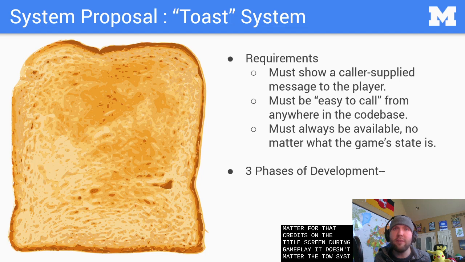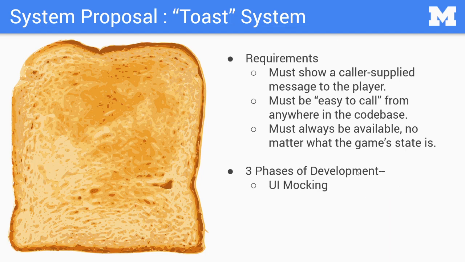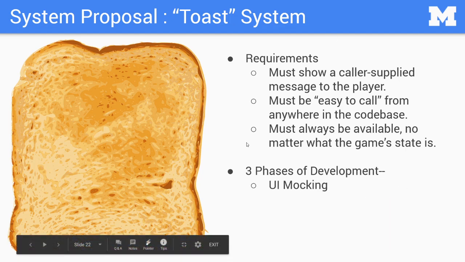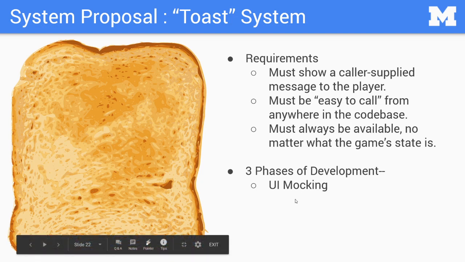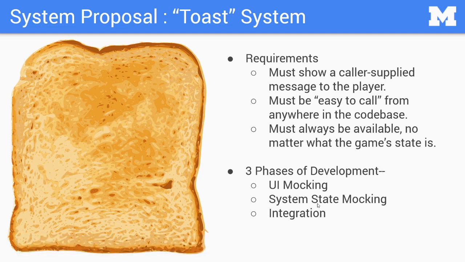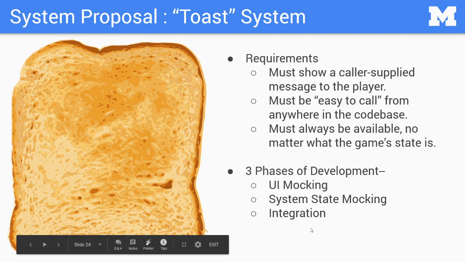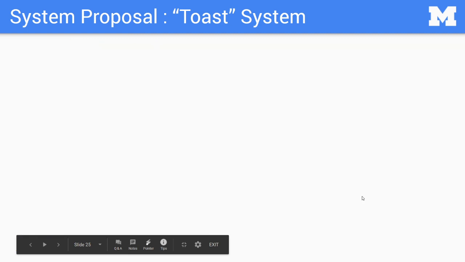Now, we're going to have 3 phases of development here. The first thing we're going to do is mock the UI. We're going to create a toast message that isn't hooked up to any sort of logic. And then, once it looks okay, we'll start to add it to logic. We will basically fake the logic. We'll fake our own requests in order to test the system out. And then eventually, when everything is working with our fake requests, we'll integrate it into the rest of the game, and we'll have the rest of the game use our new system.